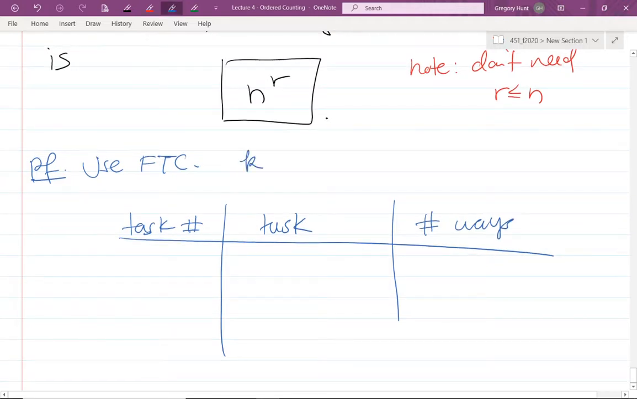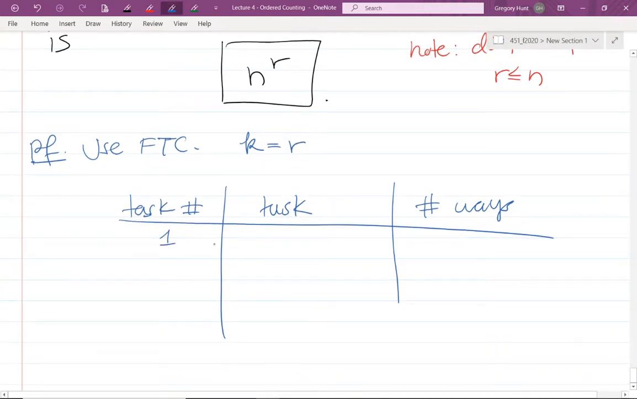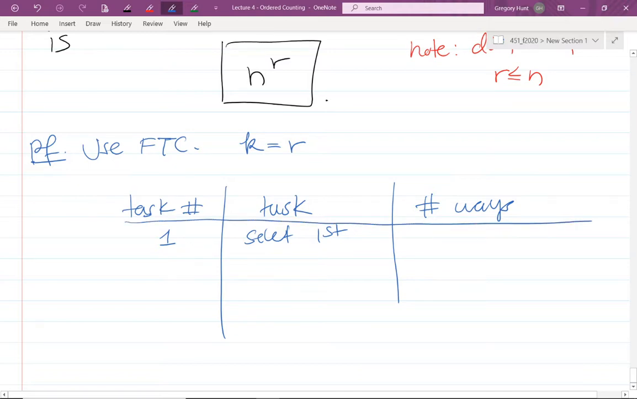Again, we have r subtasks. Each of our subtasks is going to be choosing one item for our sample. So our first task here is to select the first item for my sample. And how many ways can I do that? Well, I have n items, and I can choose any of them to be the first item in my sample. I care about the ordering, so I care that it's the first. So there are n ways of doing that.